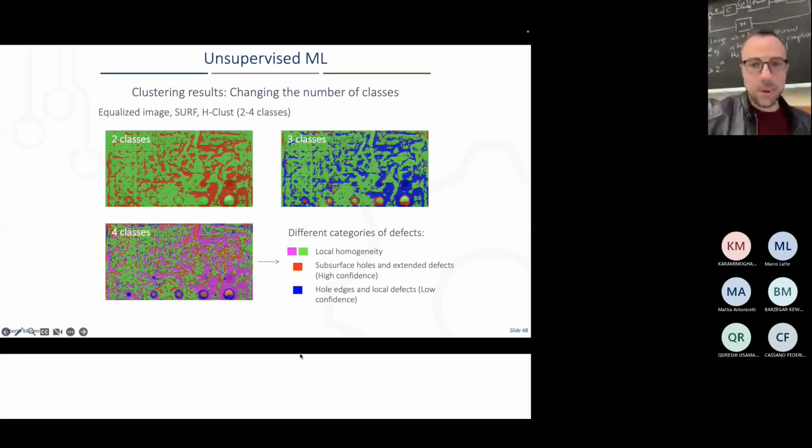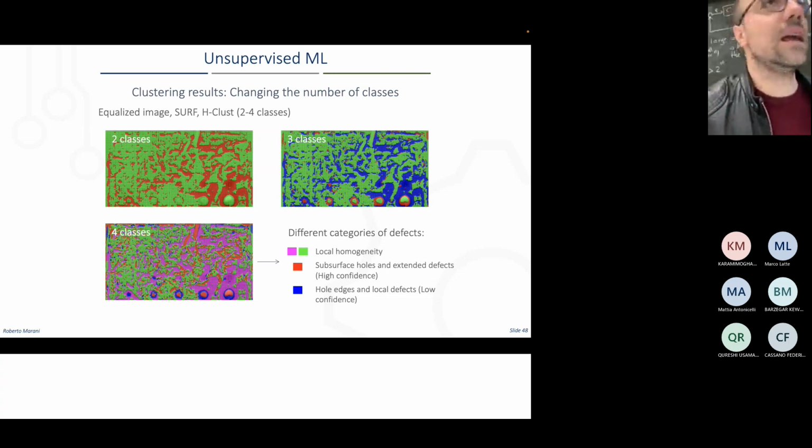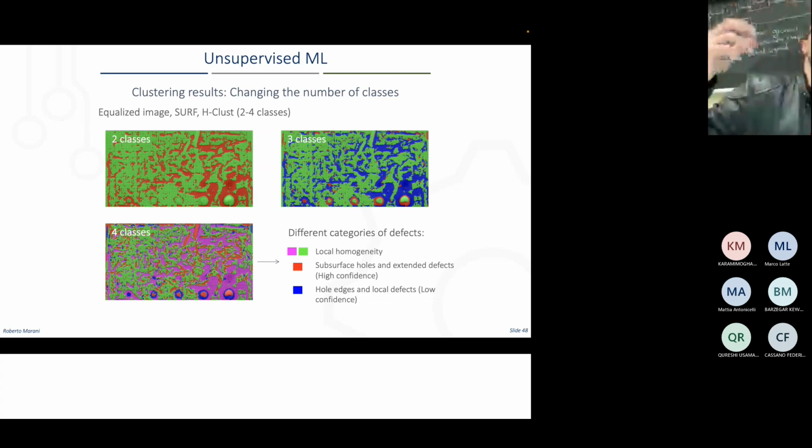Okay, and then, for example, these blue points would be local defects with low confidence. Okay, so we know that these are the edges, and there's something here, for example, that is a point of a second line of defects. But as we don't have any information about the labels, we are just making an assumption about the confidence that we get for detecting defects.